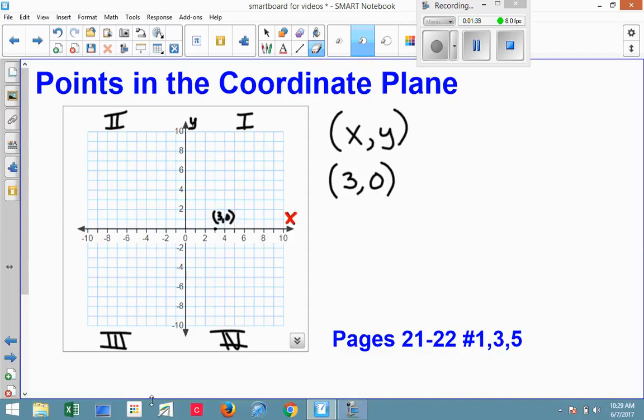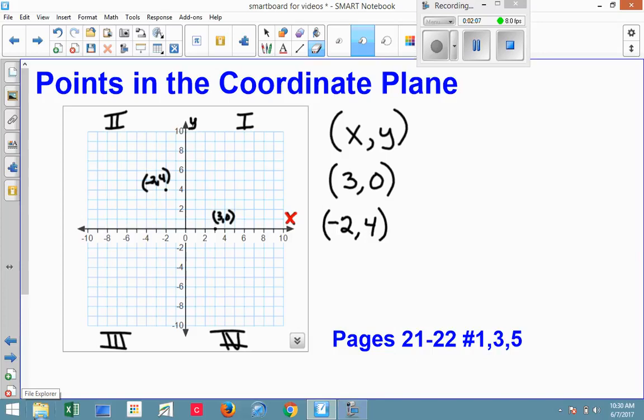Now, let's just plot a few more. So if I want to plot, let's say, -2, 4, remember that means that -2 is on the x-axis and 4 is on the y. So I'm going to go to -2 on the x-axis and +4 on the y, which means I'm going to go up 4. And there's my point. That's -2, 4.